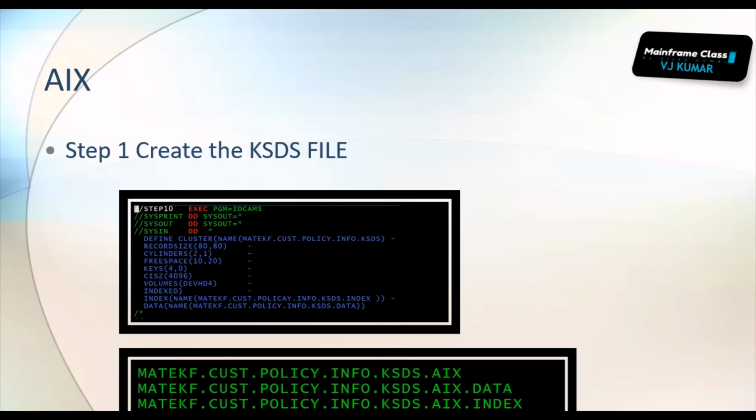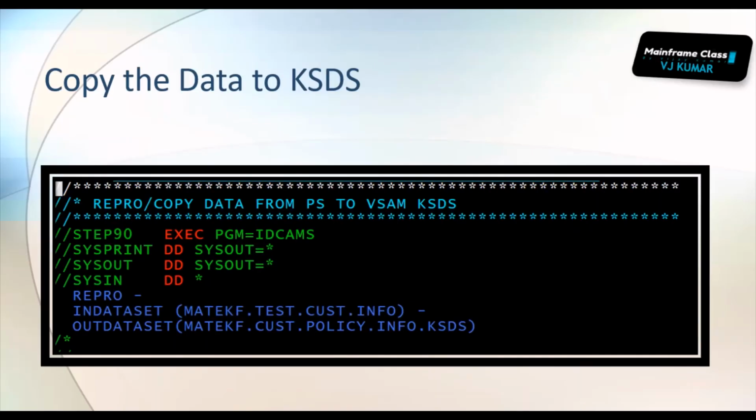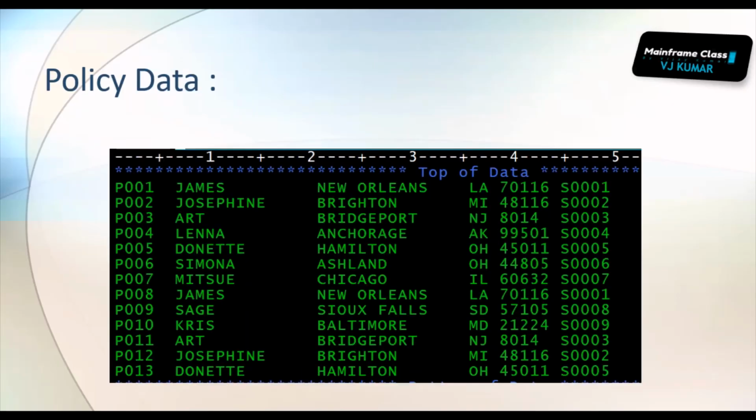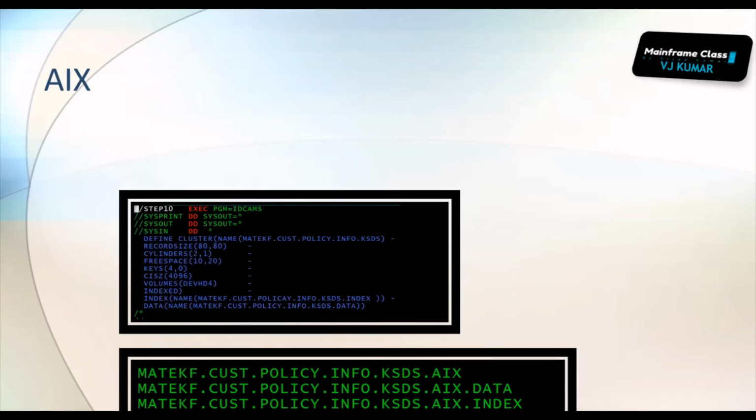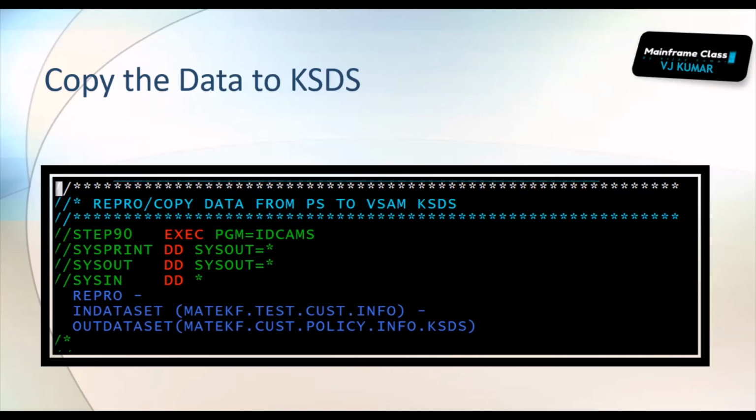So that we have created the KSDS policy here, and then you are trying to load the data into the KSDS file. Before that, we are trying to create a KSDS file initially, with all this information copied. So first step, we create a KSDS file which holds the policy information, right? Step 2 is to copy the data to the KSDS file.